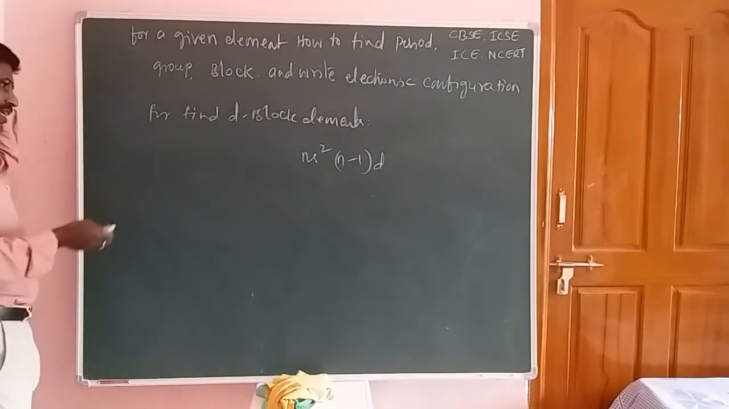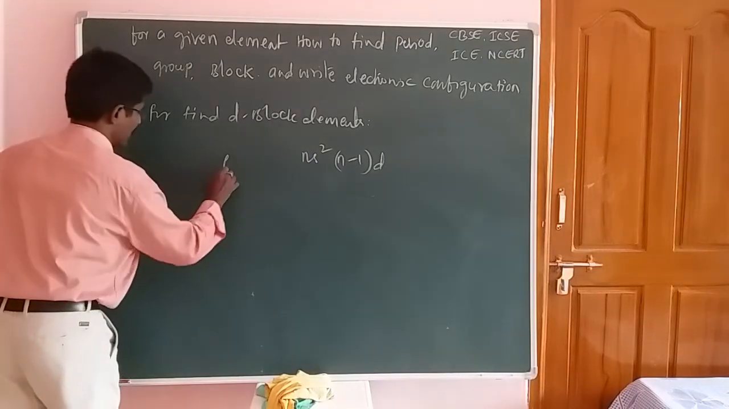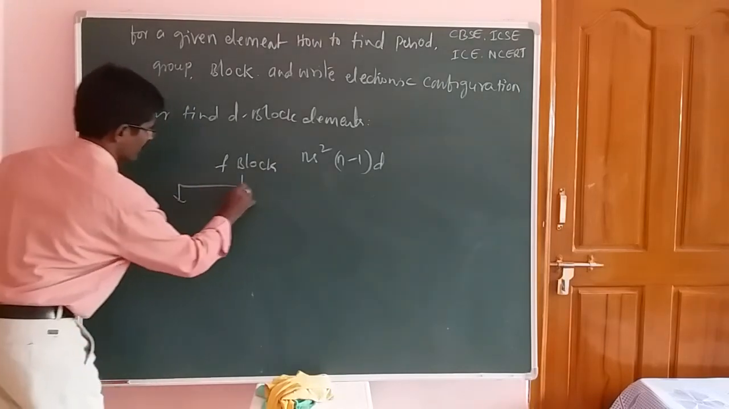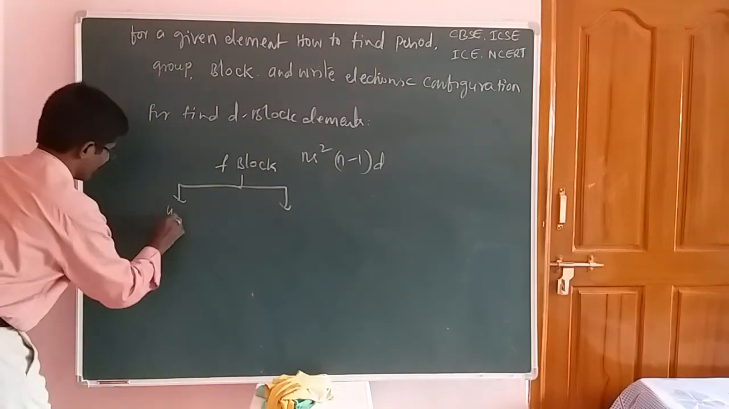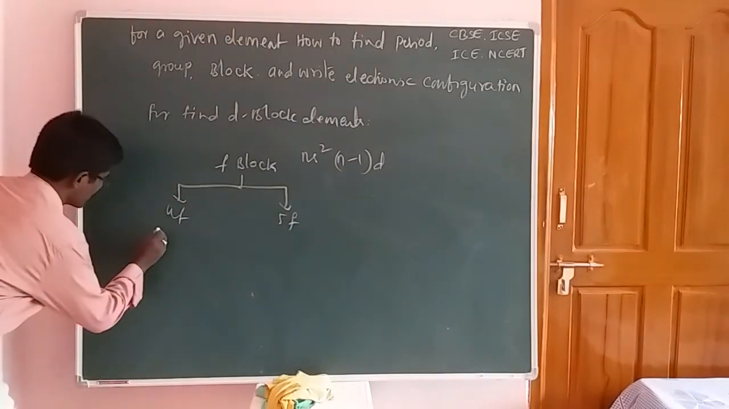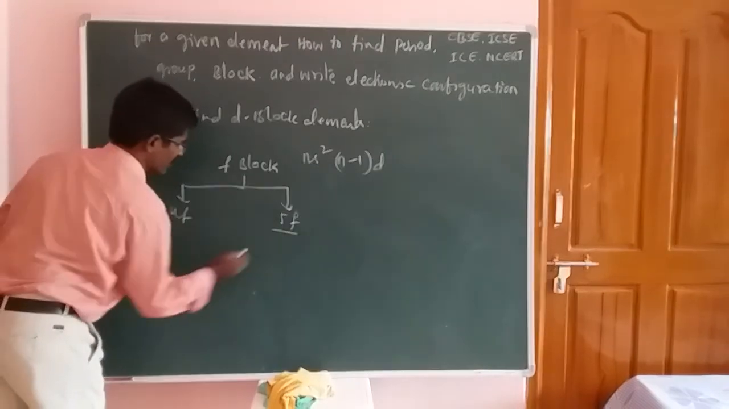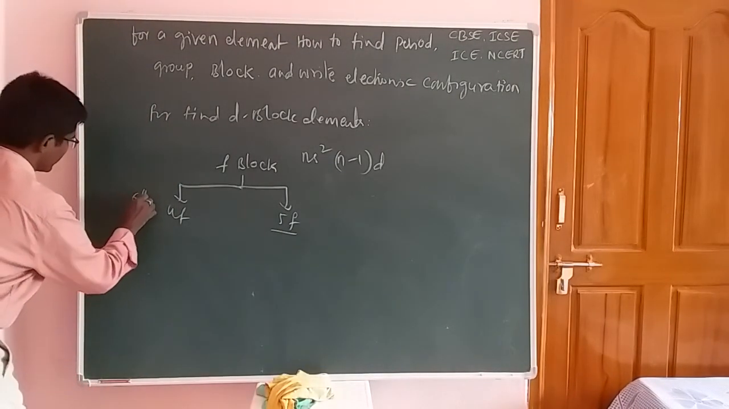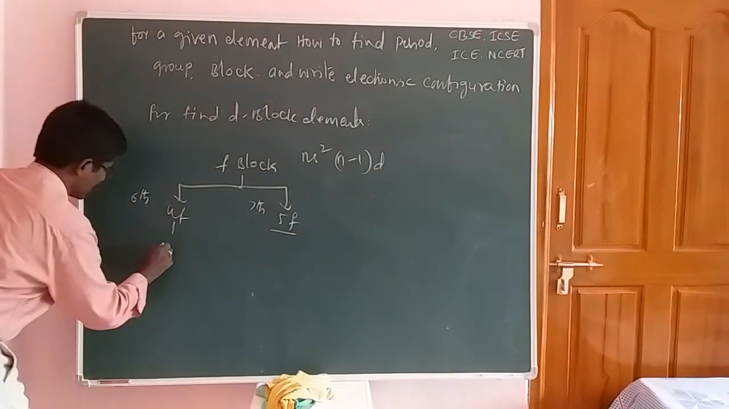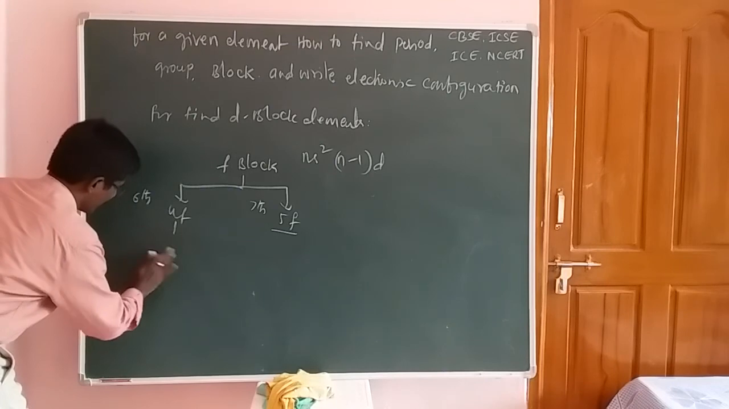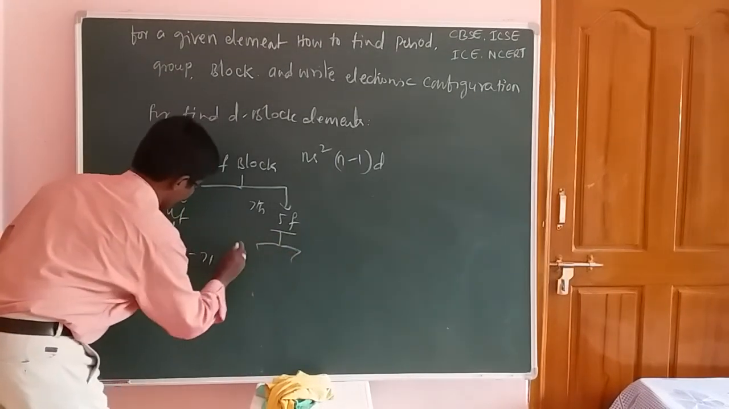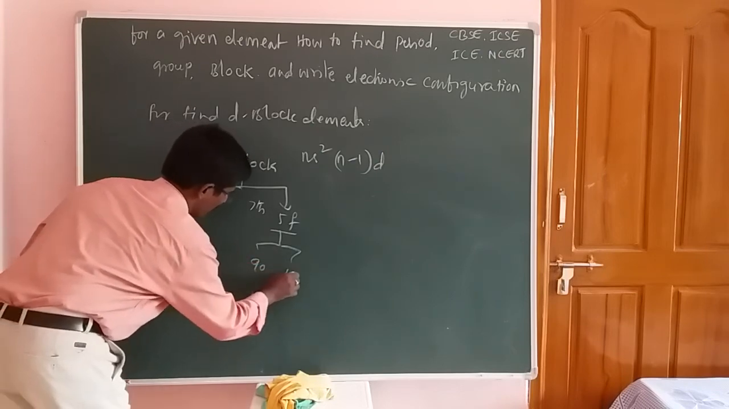And for the last one, f orbitals. F orbital means F block elements, and you know that there are 2 types: 4f and 5f. 4f means lanthanides and 5f means actinides. This is the 6th period and this one is the 7th period, students. The atomic numbers are 58 to 71 for the first and 90 to 103 for the second.